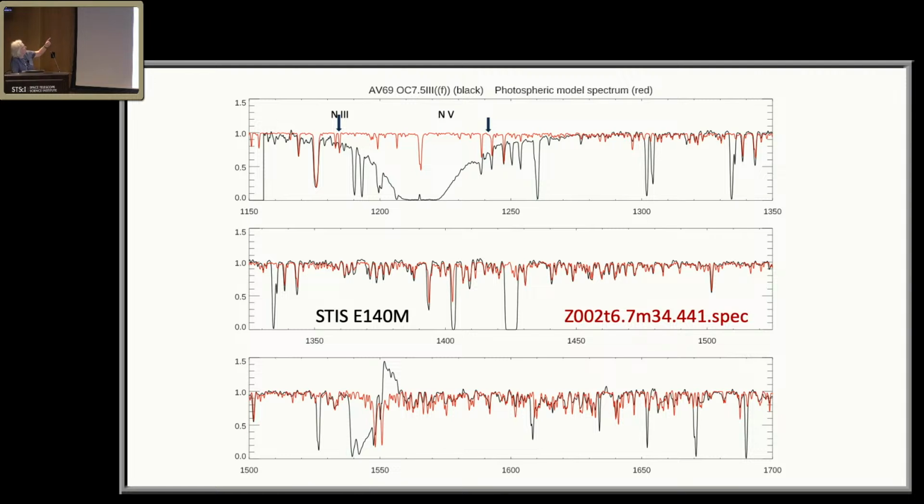And this is what caused Nolan Walborn to say that it is an OC 7.5 luminosity class 3. That, and Hillier later determined that the nitrogen abundance was very low. This may be like Grace Telford's low nitrogen stars that she discussed yesterday.